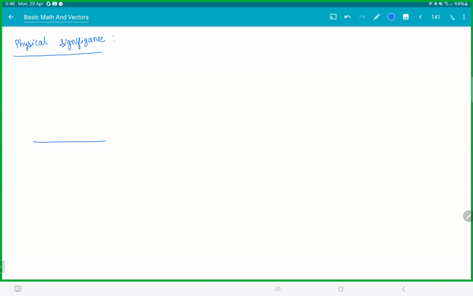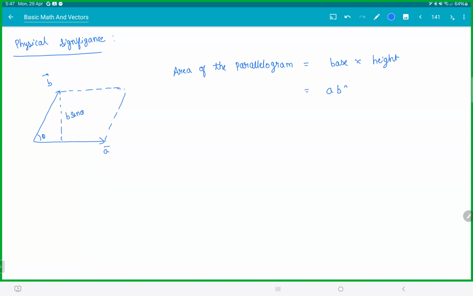If you take a parallelogram, A bar, B bar, this is theta, this is B sine theta. So area of the parallelogram is given by base into height. So this would be A into B into sine theta. So this can be written as magnitude of A cross B. So the vector cross product magnitude gives you the area of a parallelogram. Similarly, if you take half of this thing, you'll get area of a triangle.